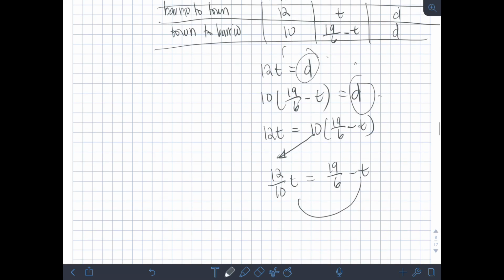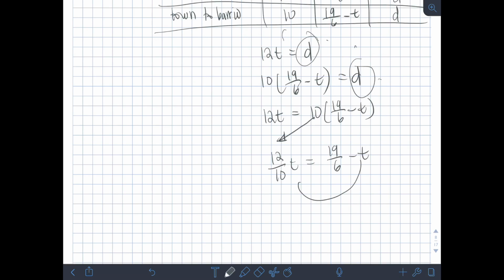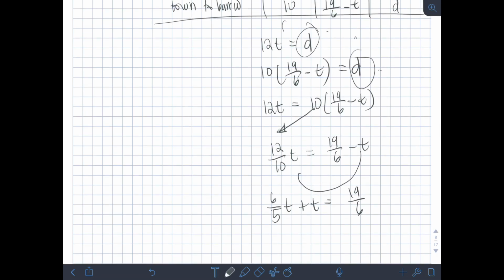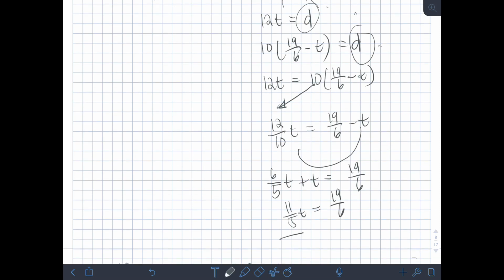So, transpose ko itong t dito. So, parang itong 12 over 10 muna simplify natin. 6 over 5t plus t is equal to 19 over 6. So, 6 over 5t plus t is 1 and 6 over 5t or 11 over 5t is equal to 19 over 6. So, divide natin both sides by 11 over 5 para masolve natin si t. So, cancel. So, we have t is equal to 19 over 6 over 11 over 5.